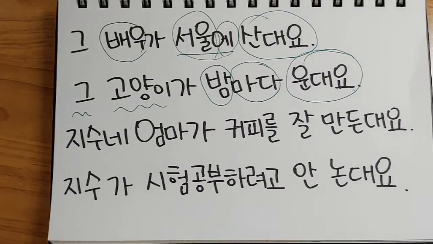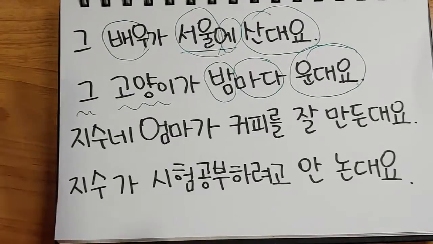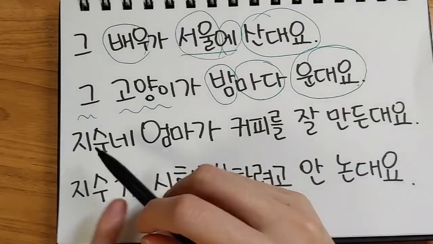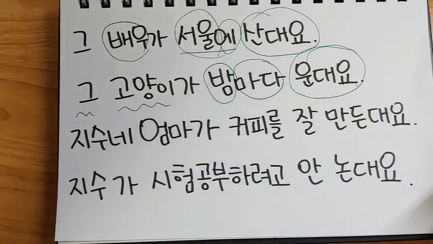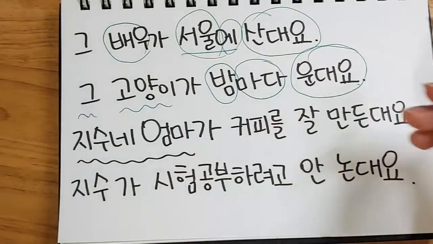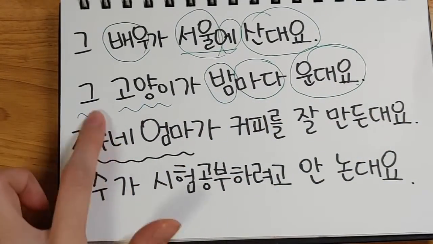So irregular verbs are very, very 짜증나요, guys. Very 짜증나요. And 지수네 엄마가 커피를 잘 만든대요. I'm getting answers from some of you. Thank you. So 지수네 엄마 means Jisoo's mom.